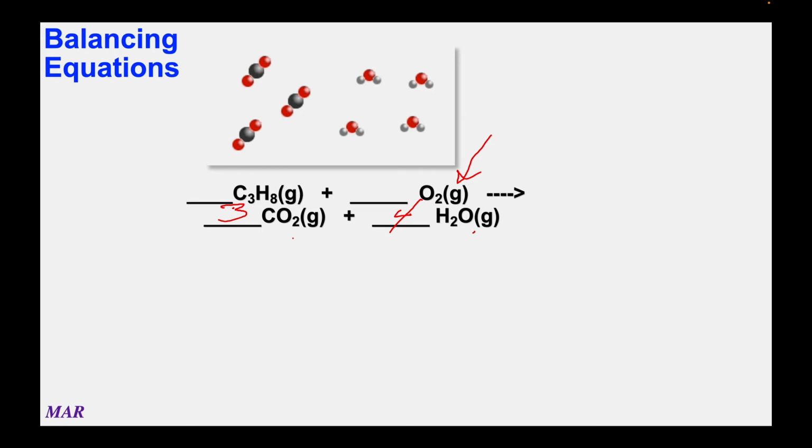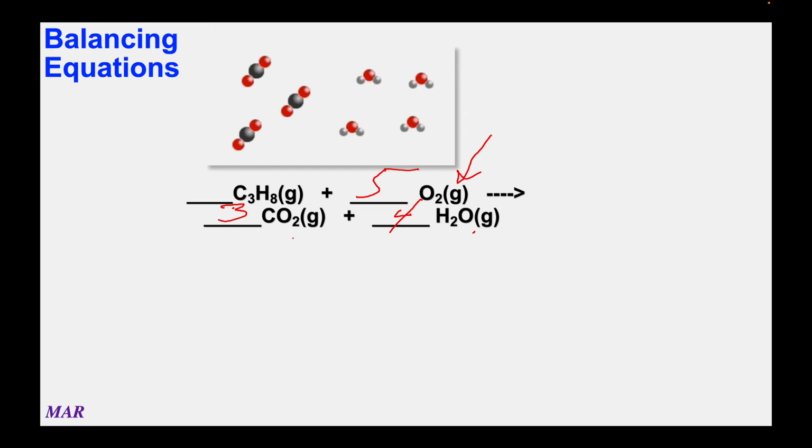So on the product side now, you have 3 times 2, 6 oxygens from CO2, and 4 times 1, 4 oxygens from water. So 6 plus 4, 10 oxygens. Oxygen on the reactant side comes in pairs. It comes as O2, and if I need 10 of them, that means I'm going to put a 5 right there by the O2.